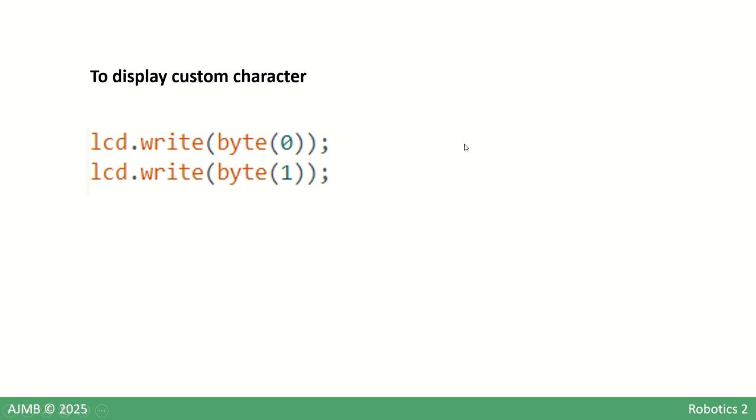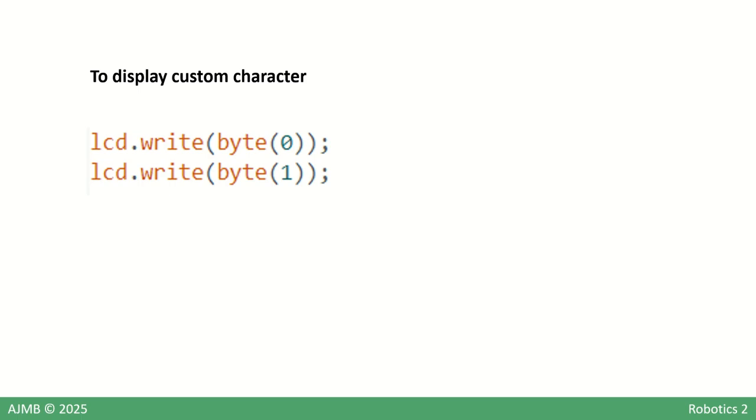The third important function that you should use is the lcd.write. So the lcd.write is usually what you use in displaying text. But in order to show custom characters, you have to put byte and then inside another parentheses, the number corresponding to that particular character. So this means that this first line is going to display the heart icon, which you assigned 0, and the second line will display the bell icon next to the heart icon, which you assigned 1.